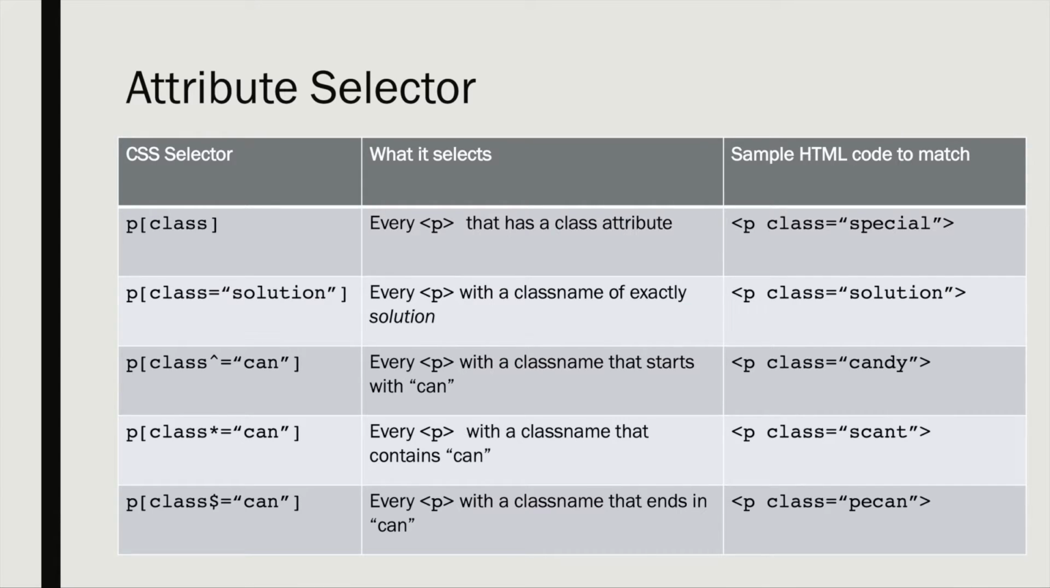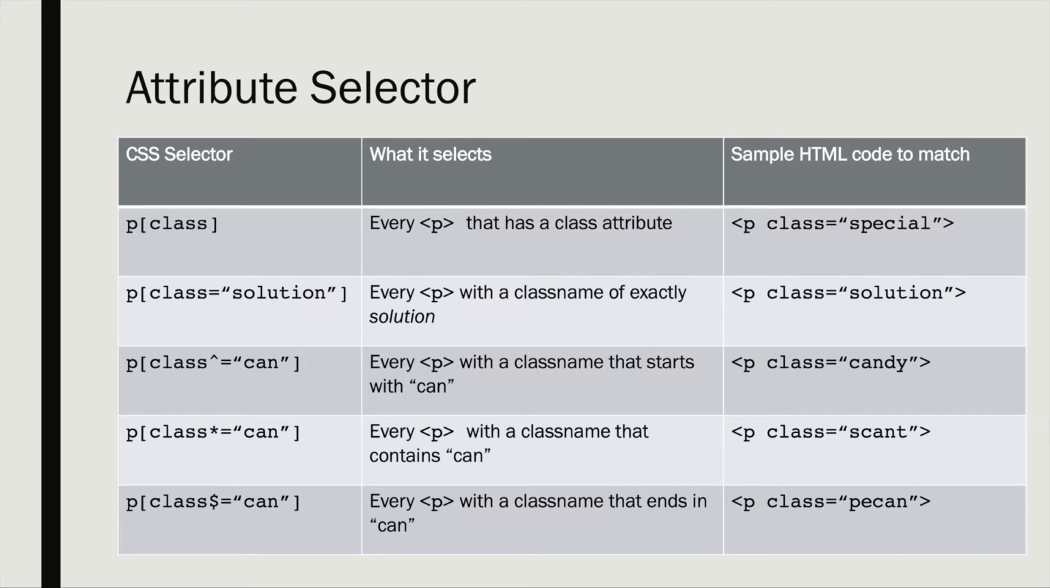Next you have p, square brackets, class, the caret symbol, which is located on the 6 key, equals and then a value, in this case can. This basically means that any p tag with the class name that starts with can will get the specified styles. For example, p class equals candy. Next we have p, square bracket, class, asterisk, equals can. This means that every p tag with the class name that contains the word can should get the styling. For example, p class equals scant.